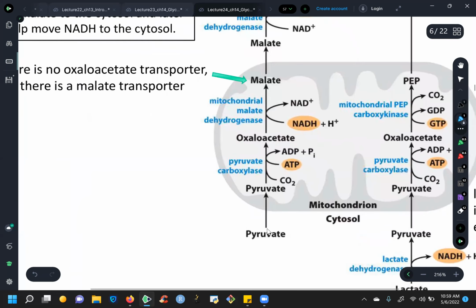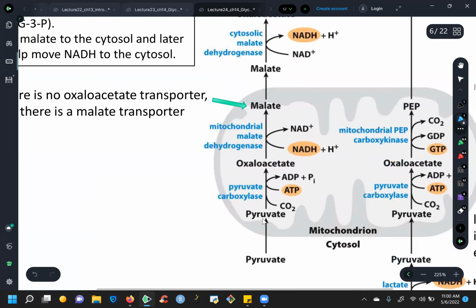Okay, so we start with pyruvate that goes into the mitochondria from the cytosol, and then we use pyruvate carboxylase. CO2 comes in and ATP comes in, and we make oxaloacetate, and then mitochondrial malate dehydrogenase turns oxaloacetate into malate using an NADH. So you can see that during gluconeogenesis, we're just using a bunch of stuff. And that makes sense because we're making something. We're making glucose.